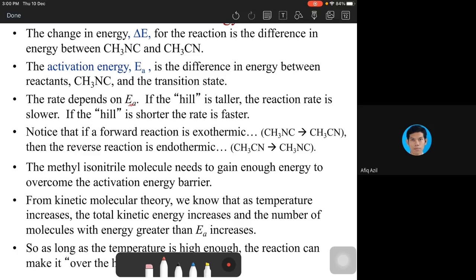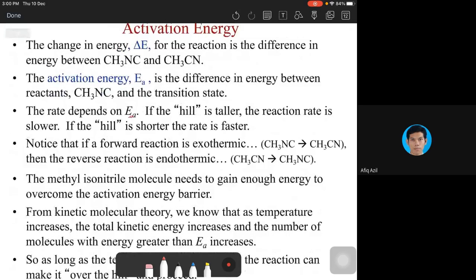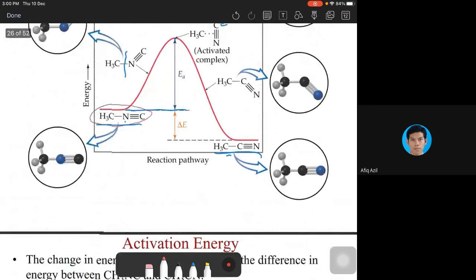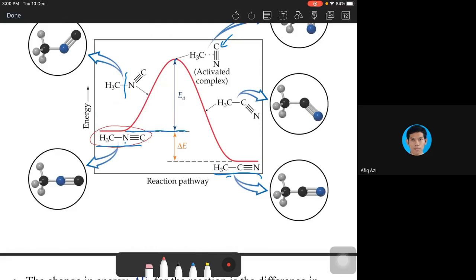So how do we know whether a reaction is exothermic or endothermic? We look at the position of the energy level between the product and also the reactant. For exothermic, normally the delta H value will be negative, while for endothermic, delta H will be positive, because in an exothermic reaction, energy will be released, while for endothermic, energy will be absorbed.